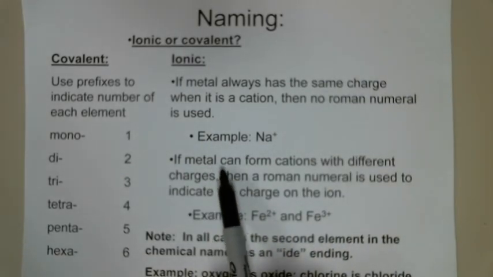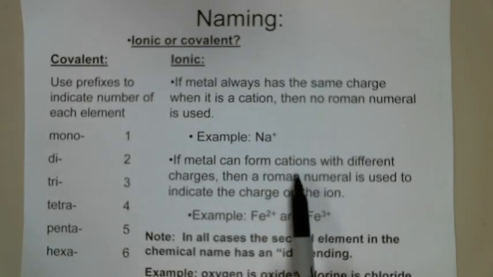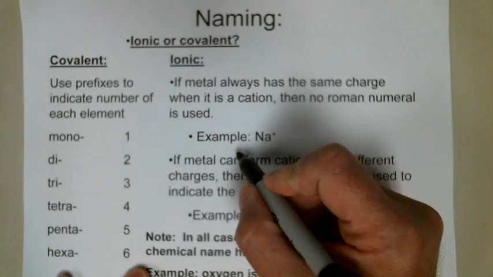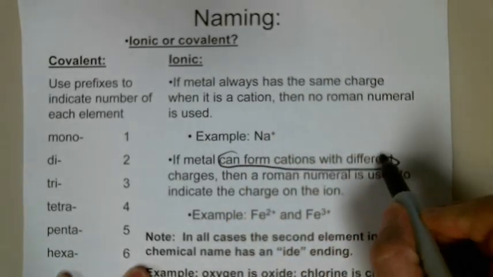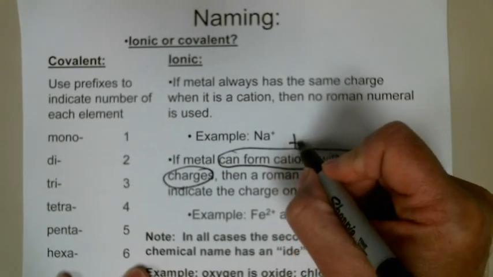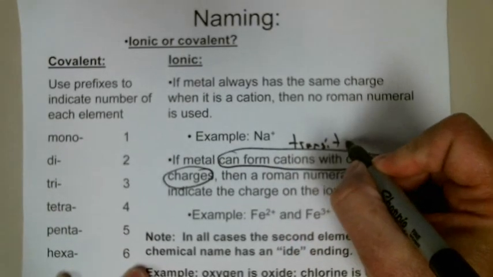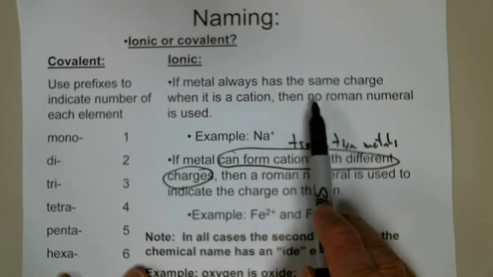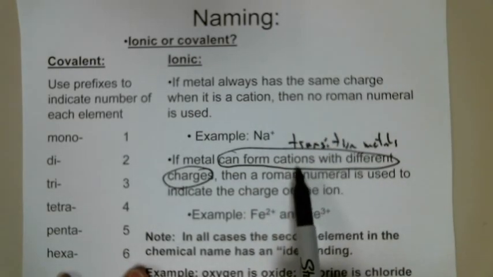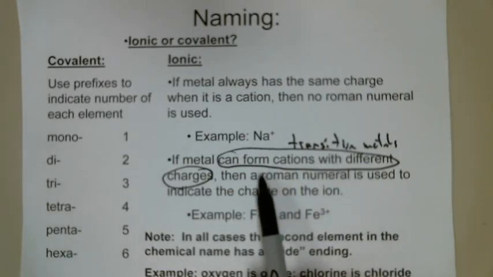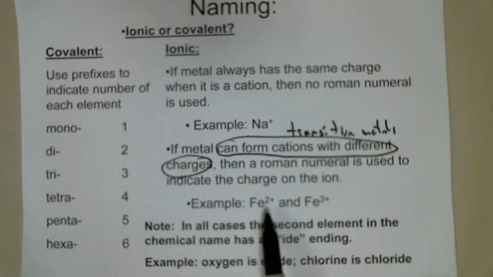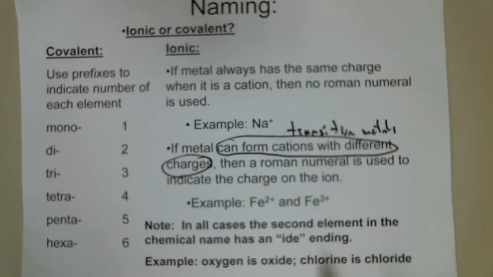For compounds where the metal can have different cations with different charges, what are those ones? Those are the transition metals. So the question really is, are they main group metals? Then you don't use a Roman numeral. If they're transition metals, then you have to use a Roman numeral to indicate the charge. So for example, iron can be +2 sometimes, it can be +3 sometimes, depending on what compound it's in.